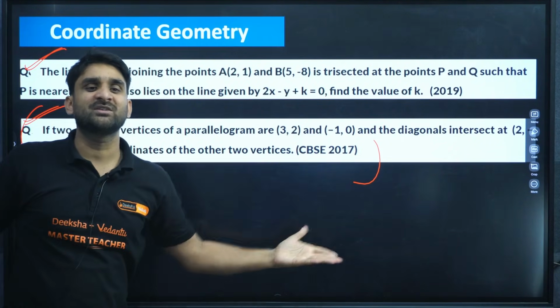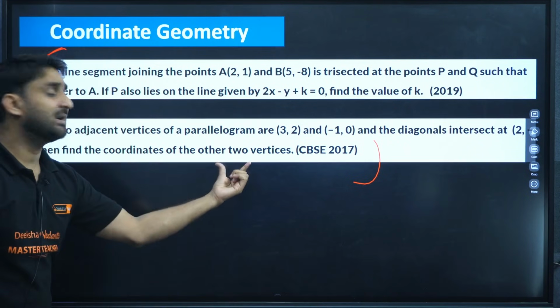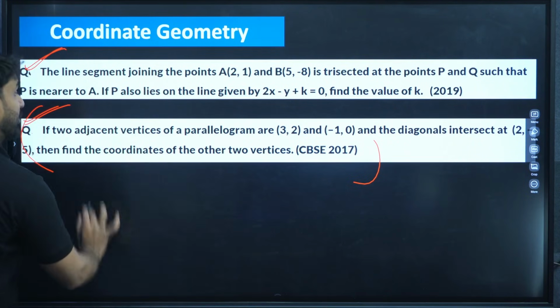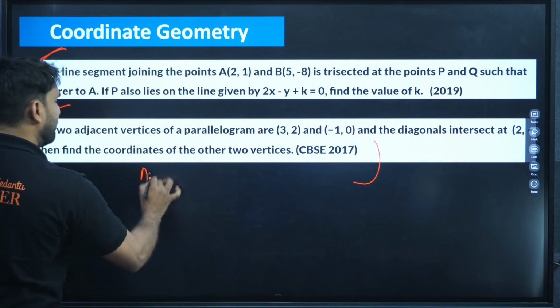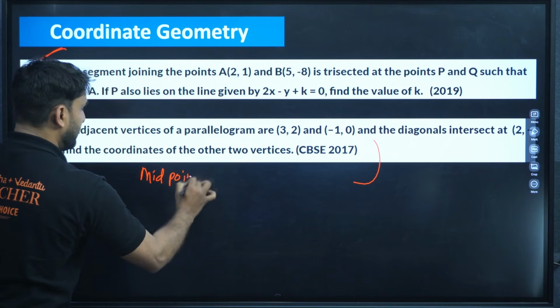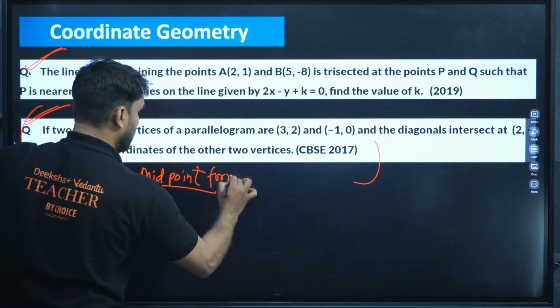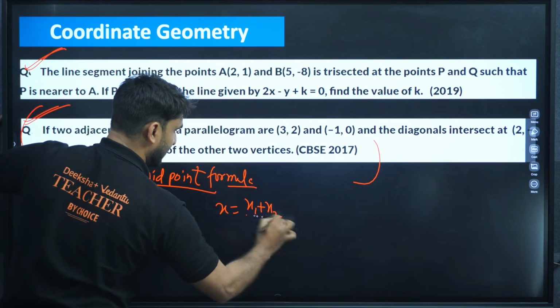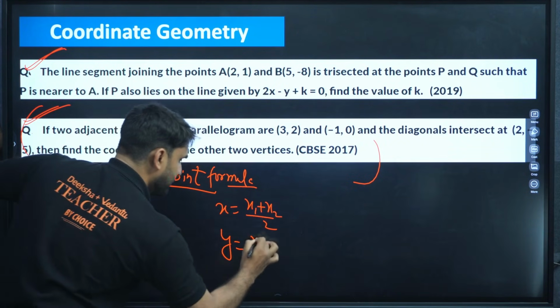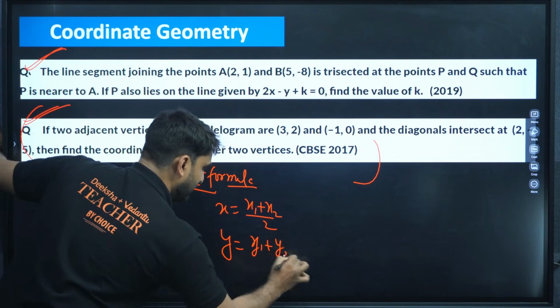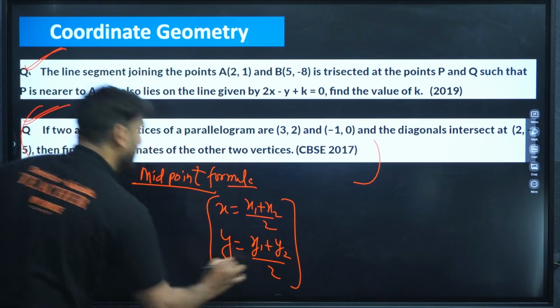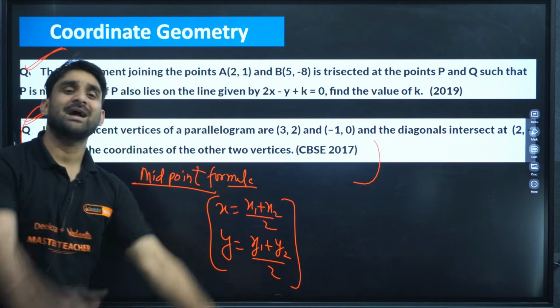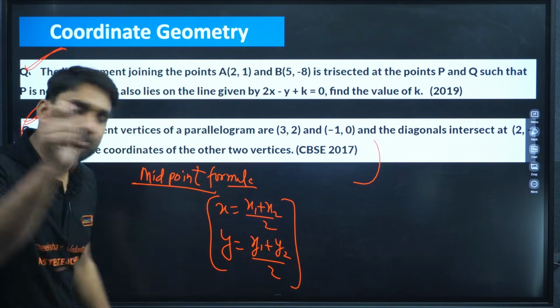You know, the median intersection will be given to you, and you have to find out the other two vertices. This is very important, and generally the midpoint formula is used. You all know the midpoint formula: for x, (x1 plus x2) divided by 2, and for y, (y1 plus y2) divided by 2. We use this formula because in a parallelogram the diagonals intersect at a common point. That is the midpoint for both.